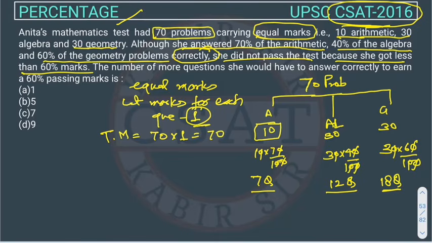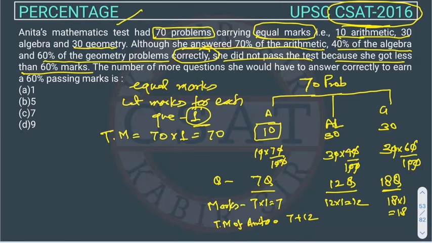So these are 7 questions. So what will be the marks? 7 into 1 is equal to 7. These are questions, right? And we are calculating marks of Anita. 12 into 1 is equal to 12. 18 into 1 is equal to 18. So total marks of Anita is 7 plus 12 plus 18. Right. So it will come out 37 marks. Right. And the maximum marks or the total marks in the exam is 70.